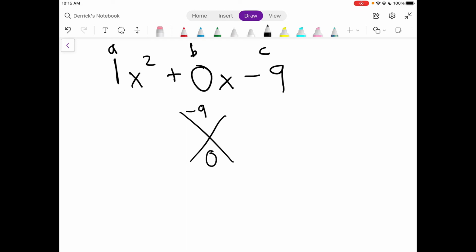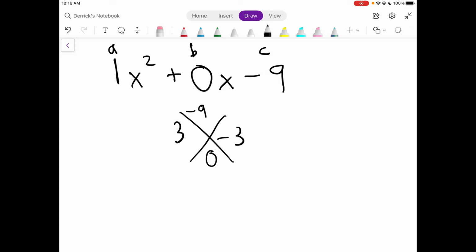A b value of 0 would mean we are looking for two numbers that multiply to negative 9 but add to 0. Well, that would be 3 and negative 3, right? 3 times negative 3 is negative 9. 3 plus negative 3 is 0. And so you see there is a reason why this difference of squares works.